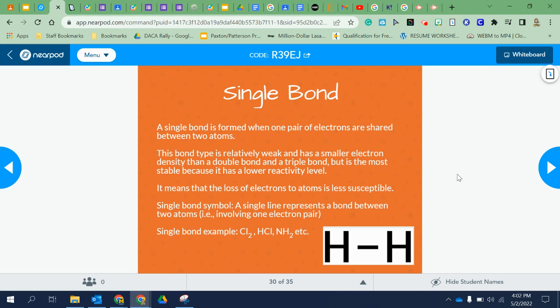It means that the loss of electrons to atoms is less susceptible. So the most important thing to remember though for this is just remember this is a single bond here, and that line just represents that there's a bond between two atoms. And an example of these, you see here Cl stands for chlorine, right? So it's chloride. HCl is hydrochloric acid, NH2, and again, these are single bonds.